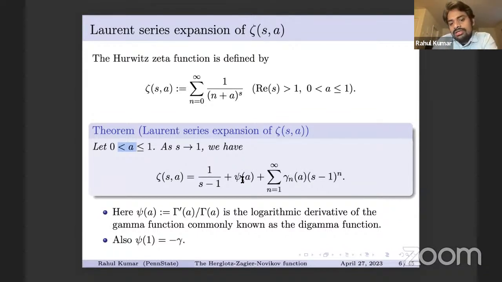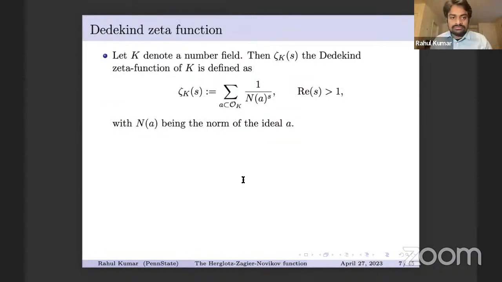So here this constant coefficient is just psi of a, which is nothing but the logarithmic derivative of the gamma function, which is commonly known as the digamma function. And when you take a equal to 1, it actually reduces to that Euler's constant. Okay, so these Riemann zeta function and Hurwitz zeta function are functions which are defined for the rational number field, right? So what about number fields?